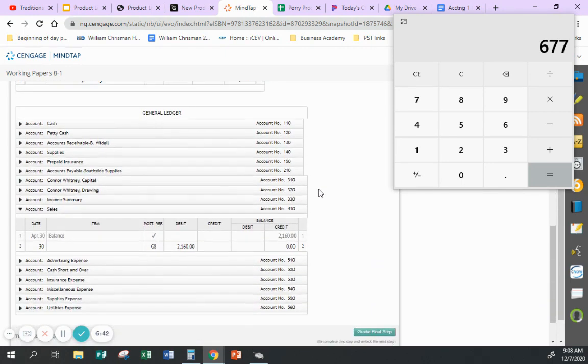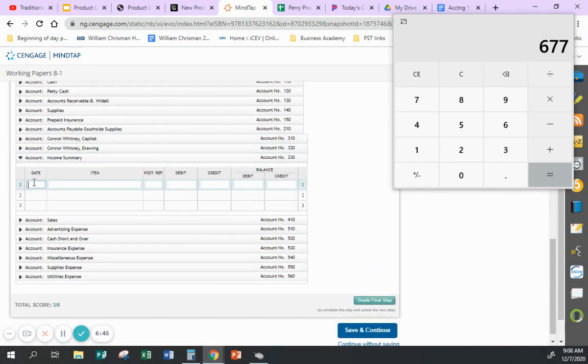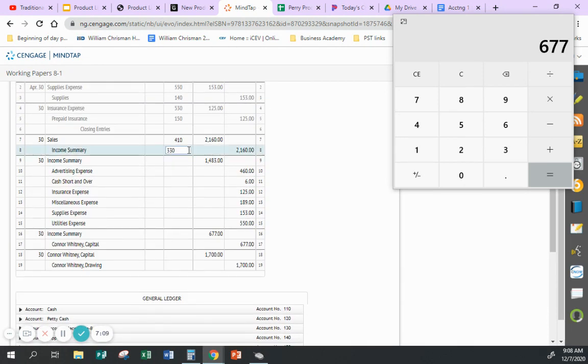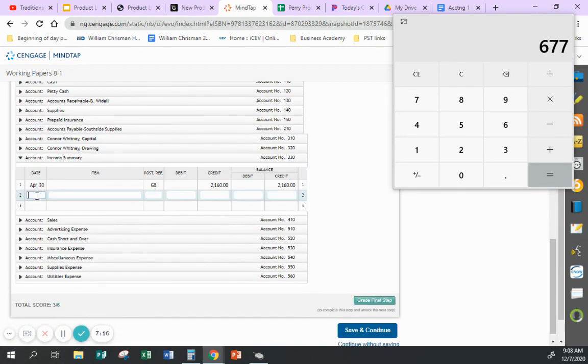And then we're going to do the credit to income summary. And this is April 30. We are G8. And it is a credit of 2160. Since there's no previous balance, we're going to bring that balance over. See what I did there? I had a slide error. Make sure you don't do that. And then 330 up here. Now I'm going to come down and post my debit of 1483 to income summary. And if you remember doing the math a minute ago, we have 677 left as a credit.